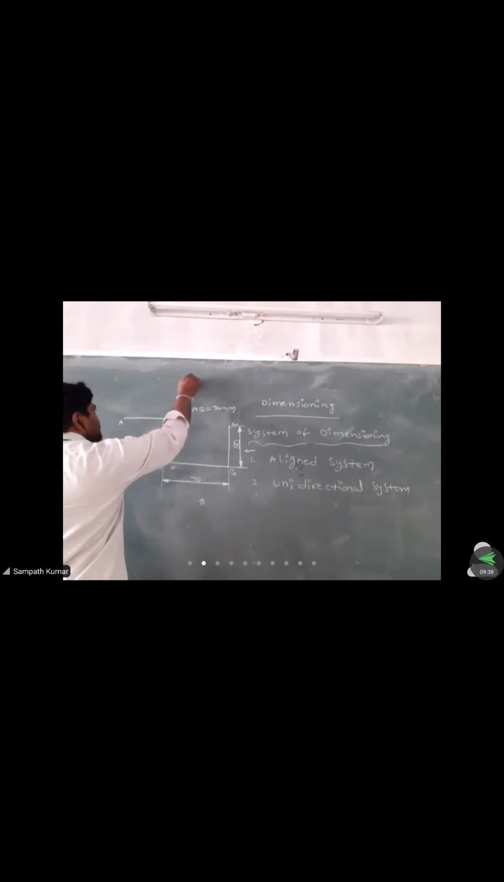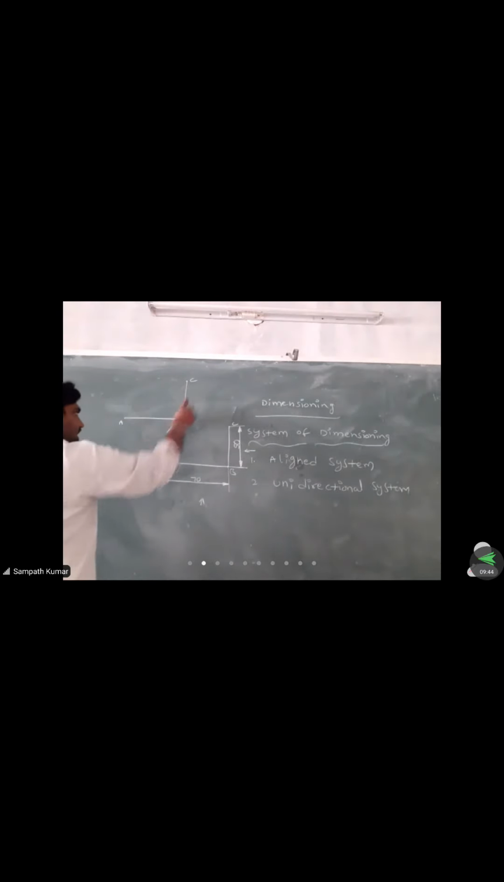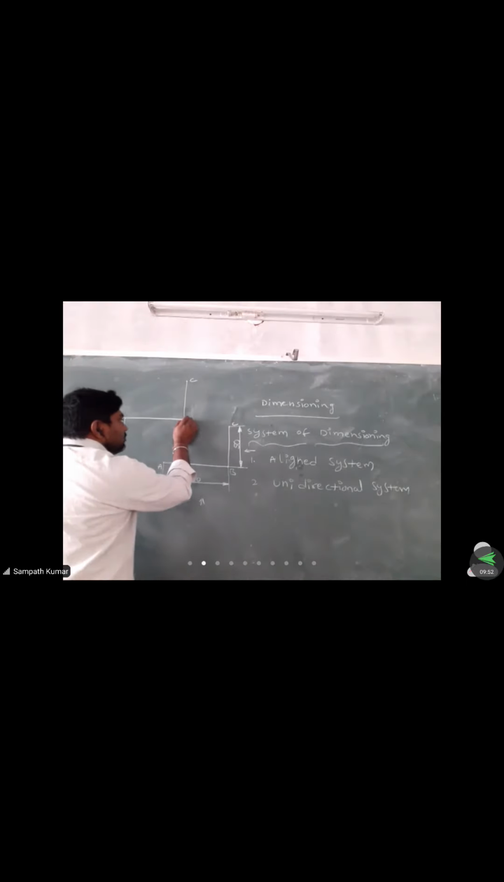Okay, then we have to take the A and B and B and C. Suppose we have to give some simple diagram. A and B and B and C, a horizontal line and a vertical line. Then we have to go for dimensioning. Then again we have to draw the extension lines from A and B and C. Okay, extension lines from B and C.